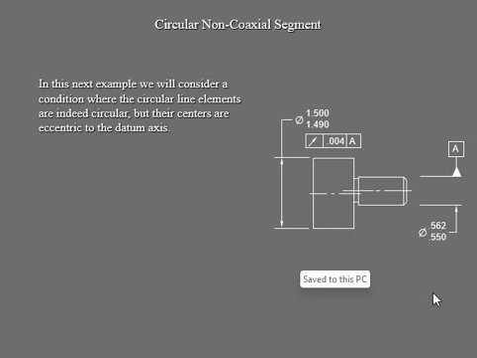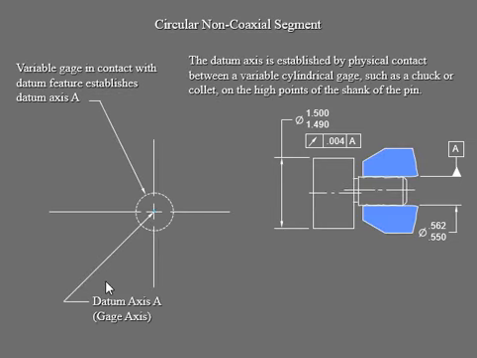So here in the next example, we're going to think about the circular line elements. They are circular line elements, but their centers this time are going to be eccentric to the datum axis. So let's take a look at that. So eccentricity. When we use the variable gauge to verify, that has to be in contact with your datum feature, which is established by this datum axis A, and we're going to gauge it.